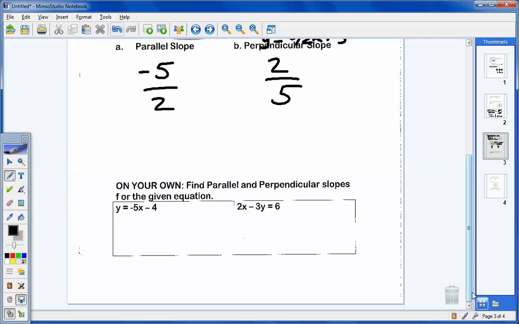Are you going to have to manipulate this one, or are you going to leave it the way it is? You're gonna have to manipulate it. Okay, get this in slope-intercept form. Figure out what the slope is. Give me a parallel and perpendicular slope. I'll give you 2 minutes. Go. If you get stuck, talk with your neighbors, okay?